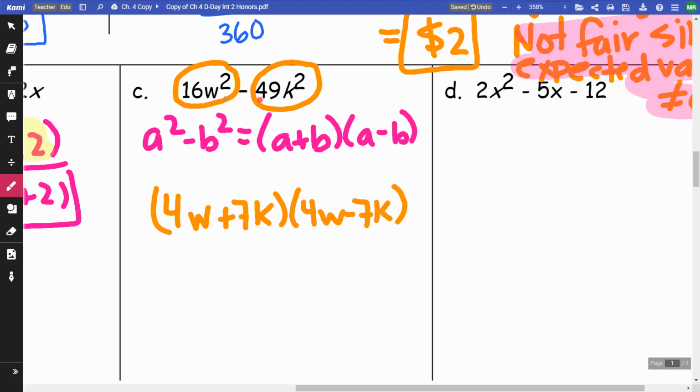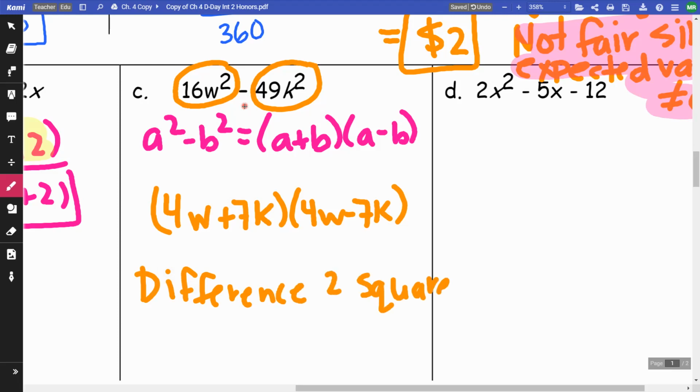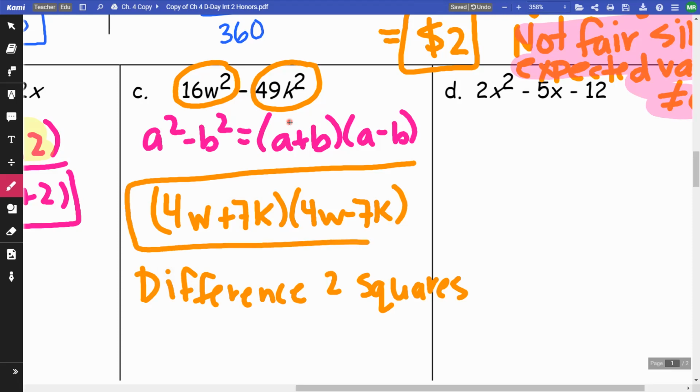When we have two squares separated by a minus, we call it difference, because difference means subtracting two squares. And that's what literally we are doing. We are subtracting two squares. We have a square minus a square. And every single time you're going to have that middle term cancel out because of the plus and the minus in front of your 7k.